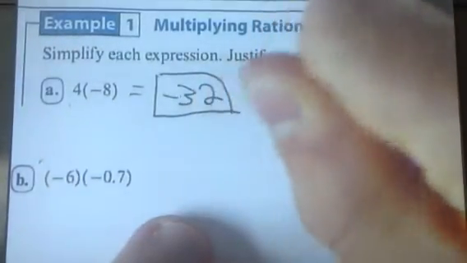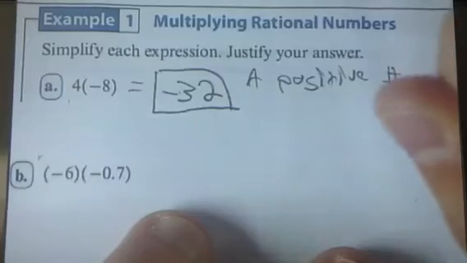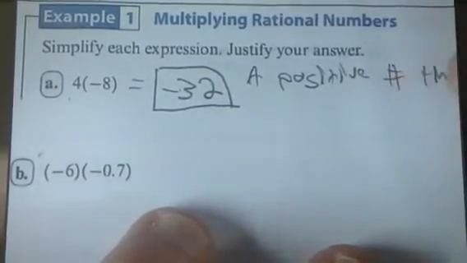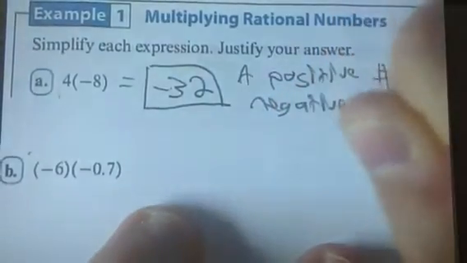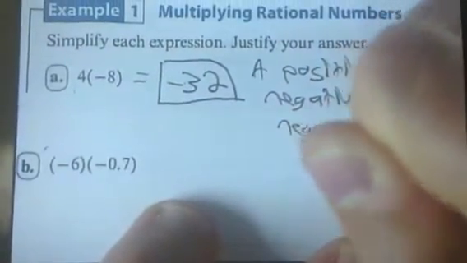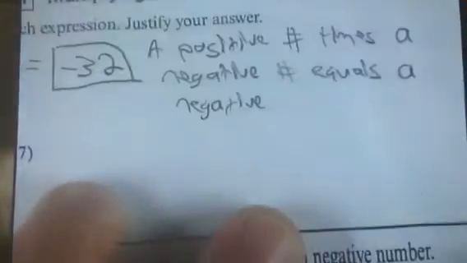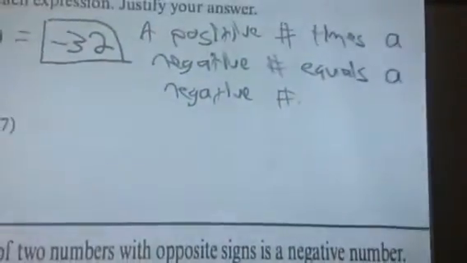It says to justify my answer. So, be sure you write this down: a positive number times a negative number equals a negative number. So a positive number times a negative number is always going to give me a negative number.